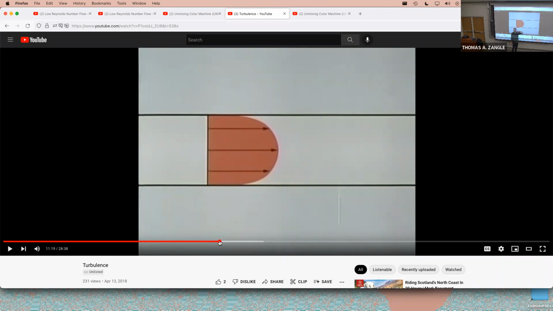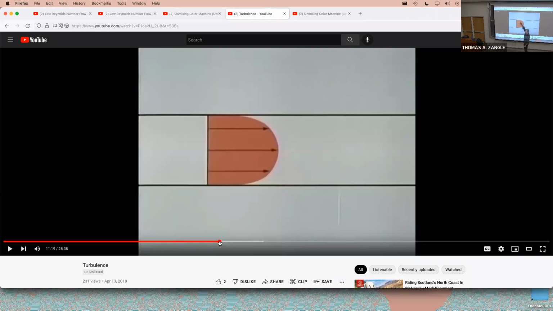Okay, now I see a lot of confused faces. Any questions on that concept of mixing? We're going to see the math, and we'll see where that comes from. Yes, that's a very good question about this velocity profile.